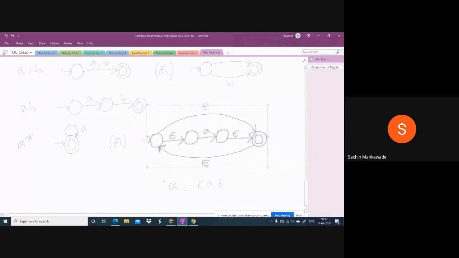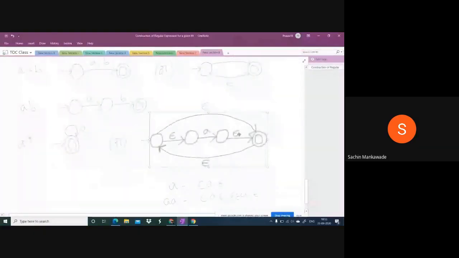Suppose double A is there. Double A, how can you write it: epsilon, A, epsilon, A, epsilon, like this. Or one more, I'll take epsilon. Double A, epsilon, again a free move, then epsilon, A, epsilon, accepted, again epsilon, A. So this is for A square, A cube, A power 4, A power 5, A power 6, A power 7, and so on.